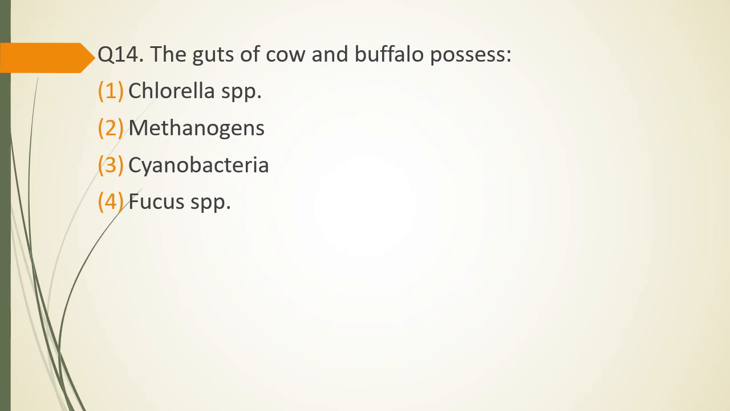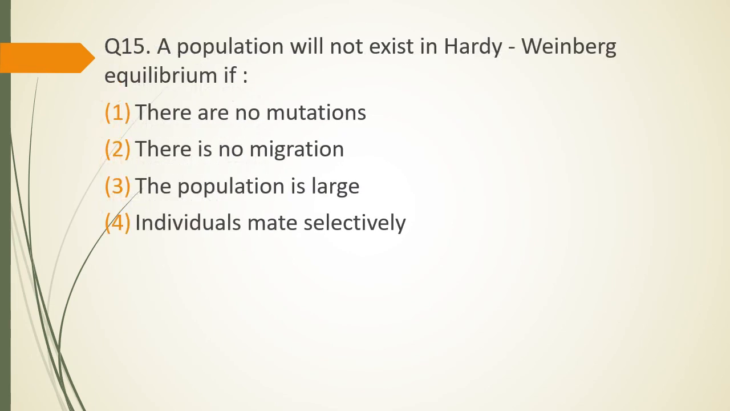It is a scar on seed where funicle was attached. Question number 14. The gut of the cow and buffalo possesses chlorella species, methanogens, cyanobacteria, fucus species. The correct answer is option 2, that is methanogens. Question number 15. A population will not exist in Hardy-Weinberg equilibrium if there are no mutations, there are no migrations, the population is large, individuals mate selectively. Population will not exist in Hardy-Weinberg equilibrium. The correct answer is option 4, if the individuals mate selectively.